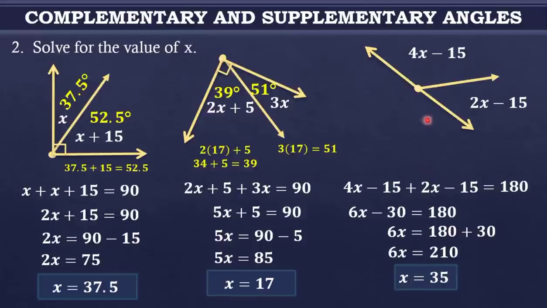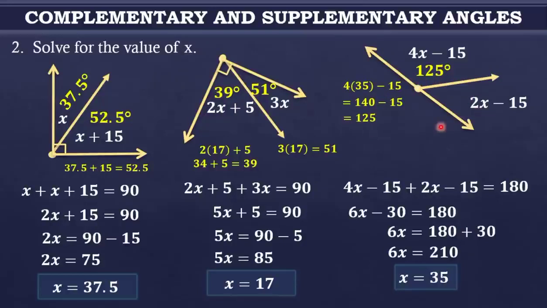Okay, so isubstitute natin siya dito para makuha natin yung measure ng dalawang angles. So, we can check if the sum is really 180 degrees. Okay, so for 4x minus 15, ito, ang gagawin po natin, substitute natin siya dun sa x. So, 4 times 35, yung nakuha nating value ni x. So, 4 times 35, this is 140. Minus 15, this is 125. So, this is 125 degrees.